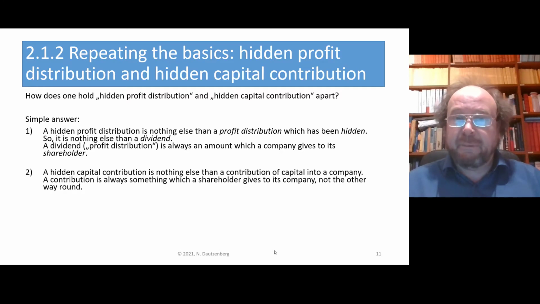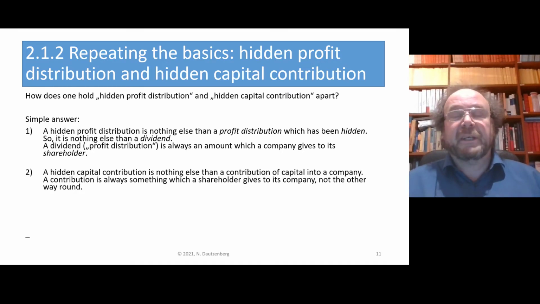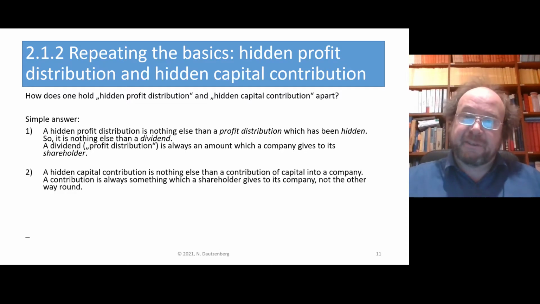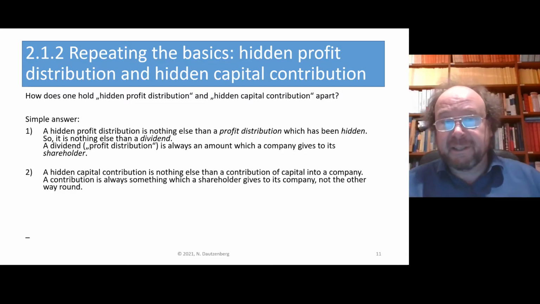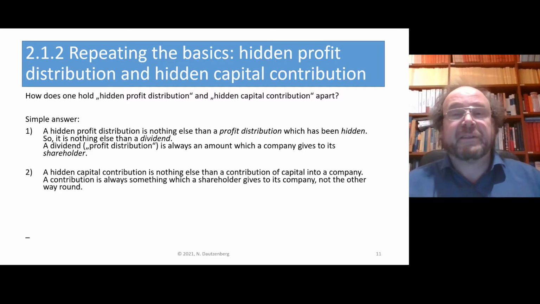So the easy way to distinguish the two things is just to think about who gets money from whom, in which direction the financial advantage flows. If the company gives something for free to its shareholder, it's a hidden profit distribution. If the shareholder gives something for free to the company, this is a contribution, in that case a hidden capital contribution.